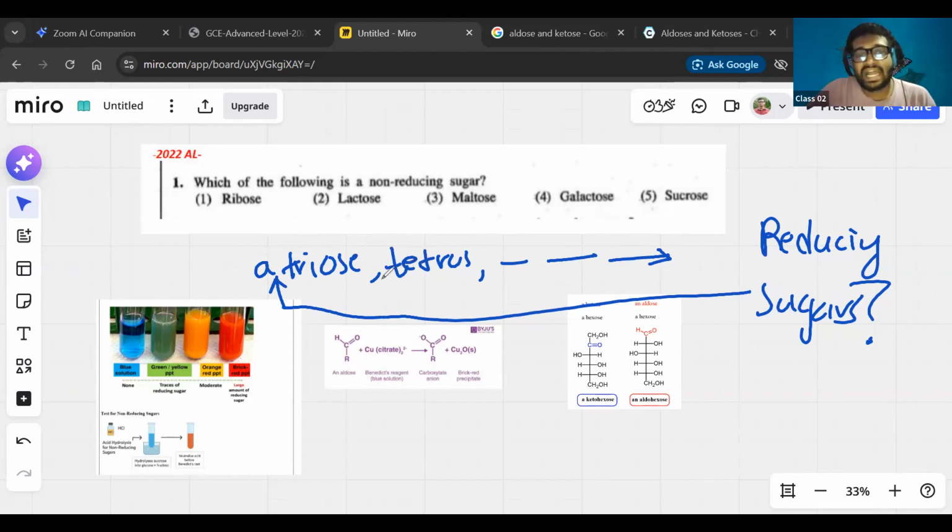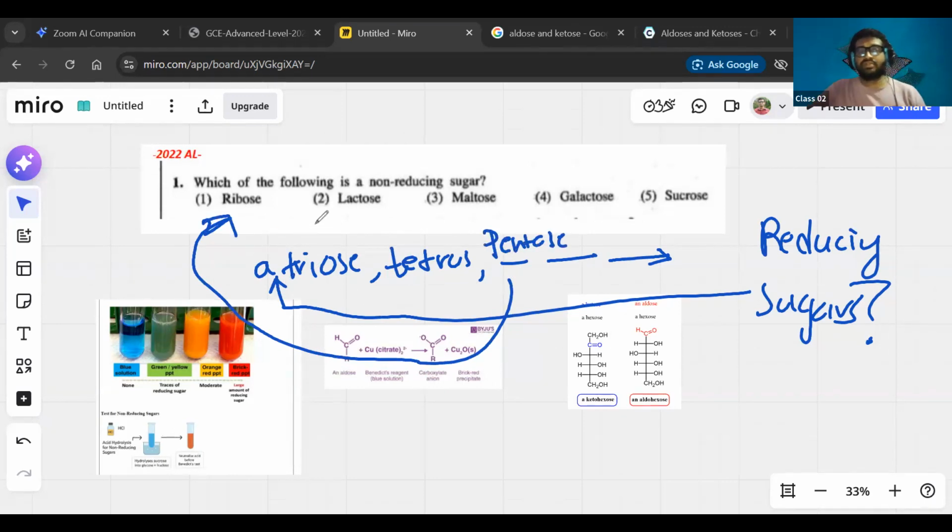An example of a pentose monosaccharide is ribose. So will ribose be a non-reducing sugar or a reducing sugar? Obviously it will be a reducing sugar. So this is not our answer.